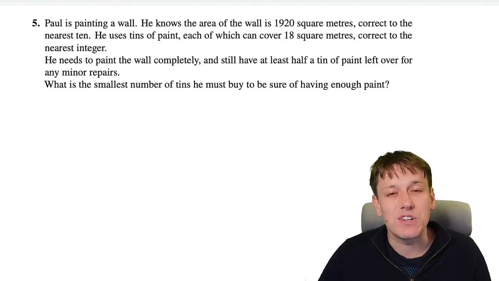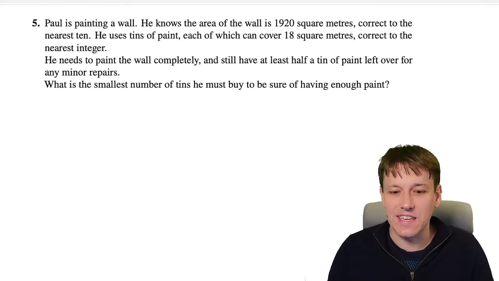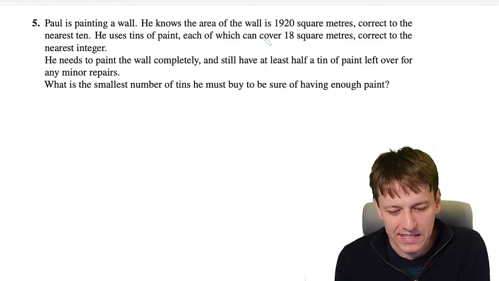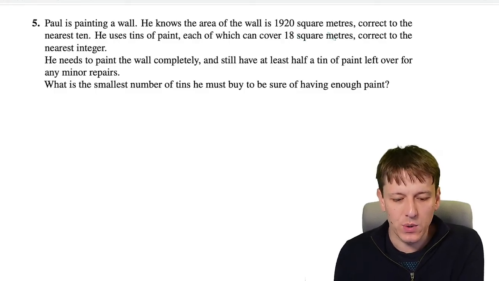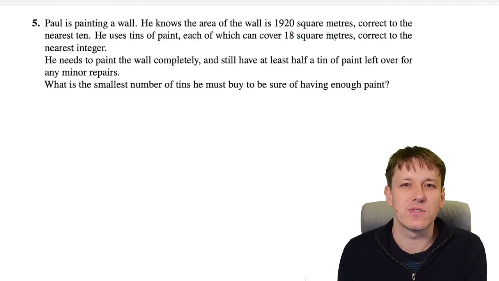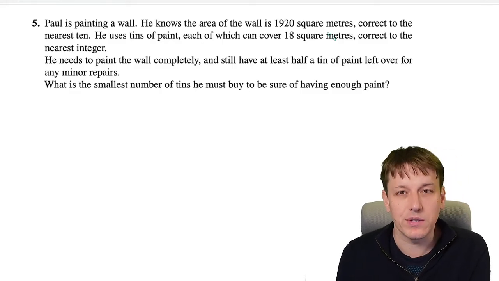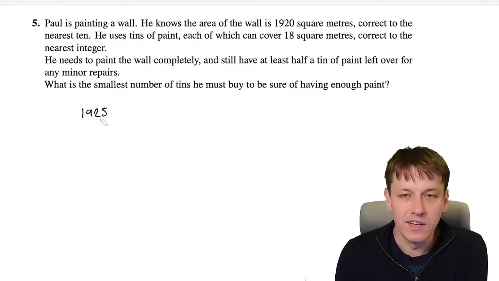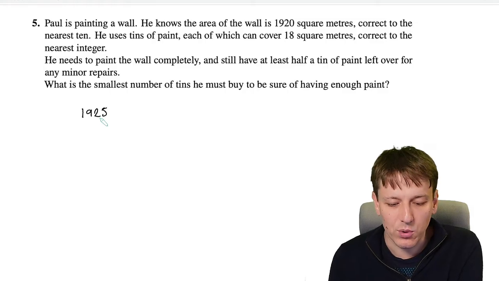You'll often find these approximations questions hard even with calculators, and you've got to do it without a calculator here, but still not too bad, I think. We've got a wall being painted and the area is 1,920 square meters, correct to the nearest 10. So our worst case scenario, if we're trying to cover this with a lot of paint, and we want to make sure we've got enough, is that 1,920 is actually 1,925, and that we've rounded down to this number, so that would be the largest that the wall could be.